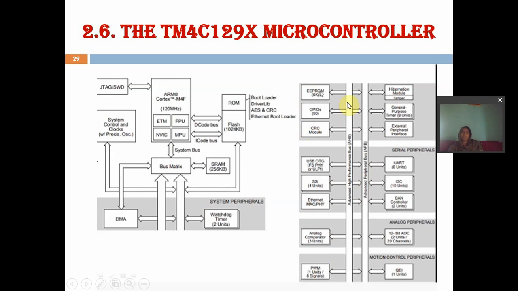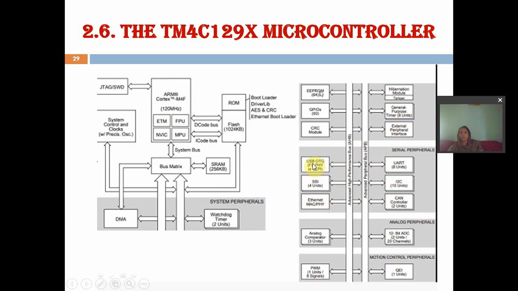Okay, so these are the 8 different blocks in system peripherals: DMA, watchdog timer, EEPROM, hibernation module, GPIOs, general purpose timers, CRC module (cyclic redundancy code module), and external peripherals. And this is nothing but serial peripherals for communication. Here we added an extra block, which is nothing but the Ethernet block.